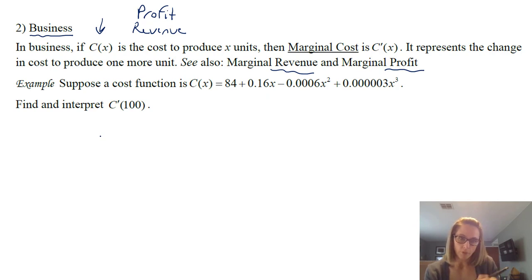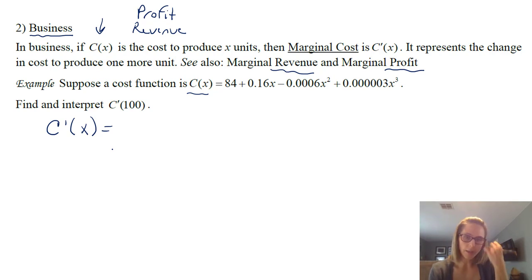So if you're taking the derivative, suppose we have a cost function C of x. It's not uncommon to see cost functions that are polynomials. You might also see cost functions that are rational. That's not super uncommon, but it does mean that often taking the derivative is not too bad, depending on what it is. So in a case like this, they just want you to first find the derivative, find and interpret C prime of 100. So the first thing we'd have to do is find the derivative. So go ahead and pause if you'd like and find the derivative and then come back and check it.